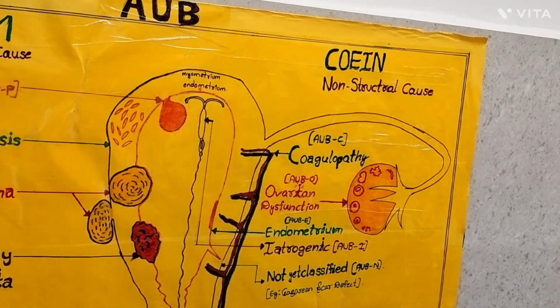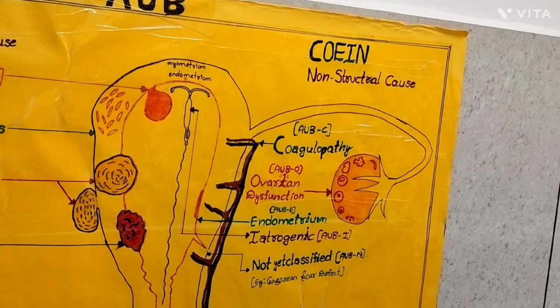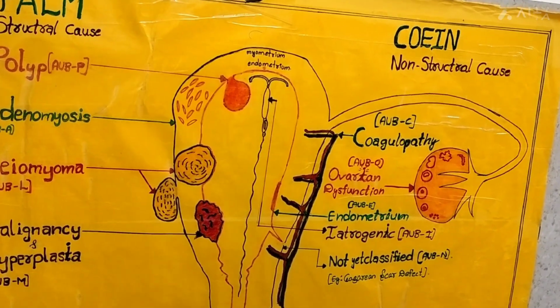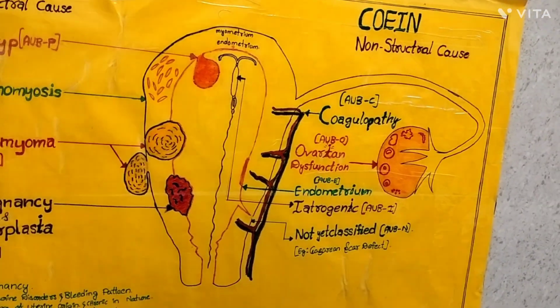But in copper T, the bleeding will be a little more. But if it is more severe, like passing clots, and it is even more severe, then you should consult your doctor. So, iatrogenic and not yet classified.